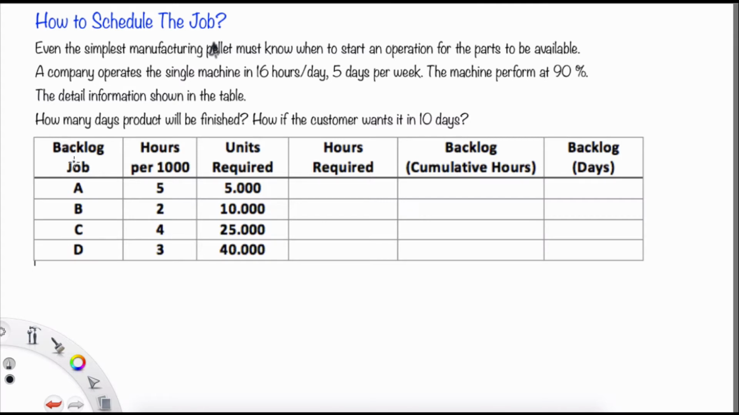Firstly, we have to understand that the backlog jobs here are for products A, B, C, and D. Hours per product are 5 hours per 1,000 units, 2 hours per 1,000, 4 hours per 1,000, and 3 hours per 1,000. The units required are 5,000 for product A, 10,000 for product B, 25,000 for product C, and 40,000 for product D. So how many hours are required? The simple calculation is like this.